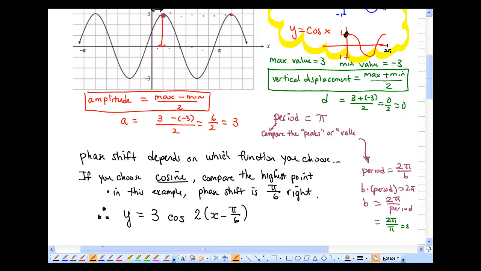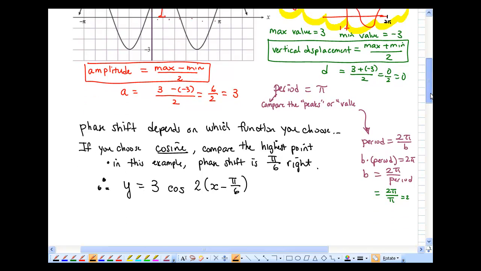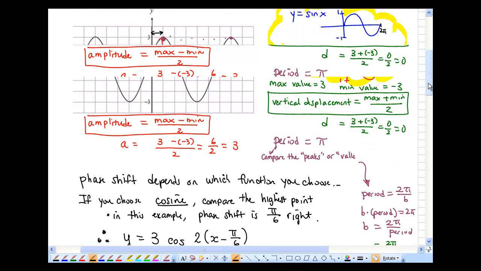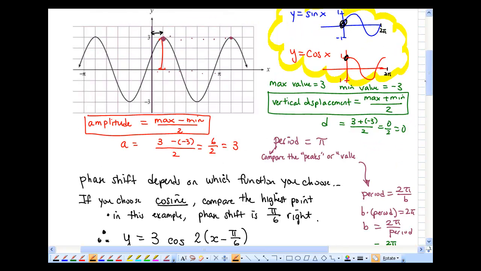Is that the only one, though? Well, remember how I said the phase shift depends on which function you choose? So what happens if I choose sine? So if you choose sine, what do I want to compare now? I don't want to compare the highest point. I want to compare the middle. Because sine starts in the middle, right? Sine starts up here in the middle.